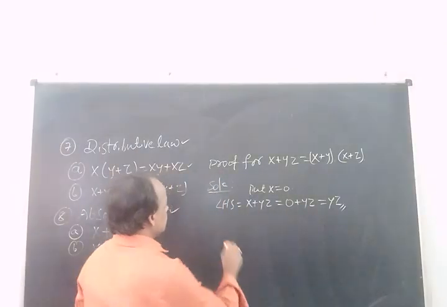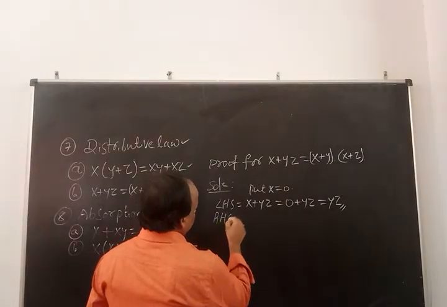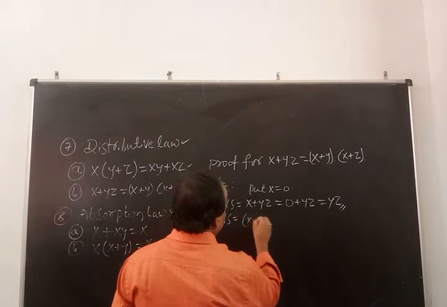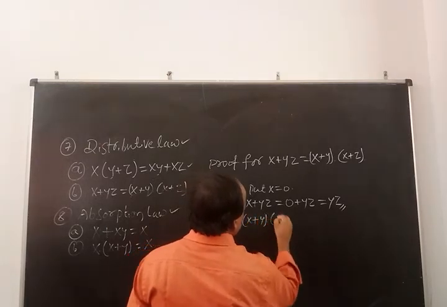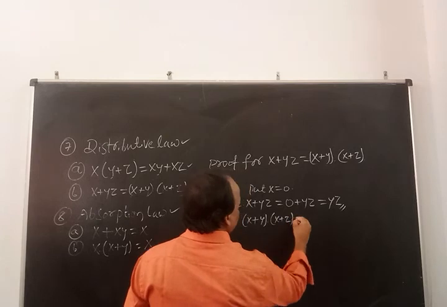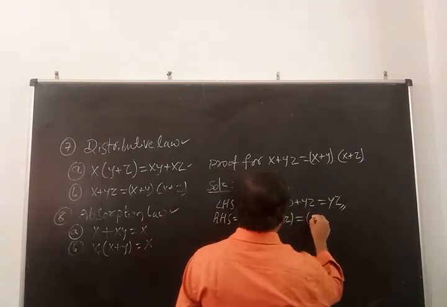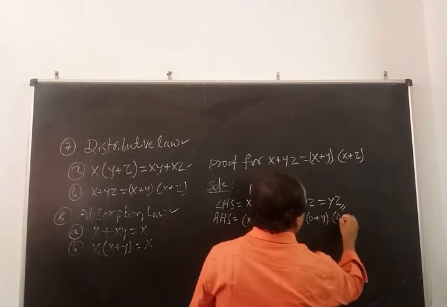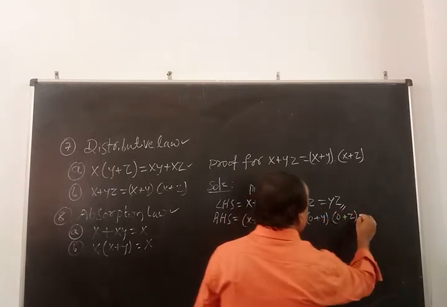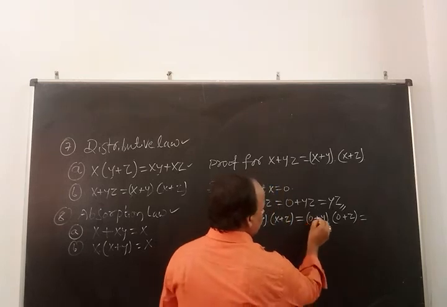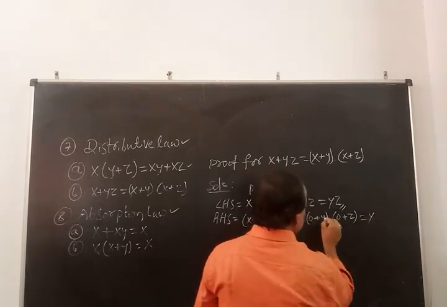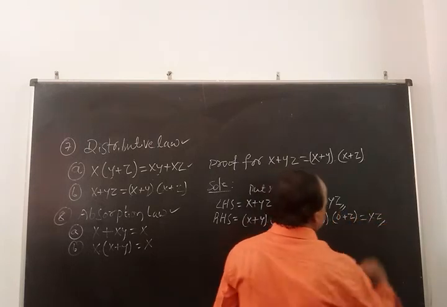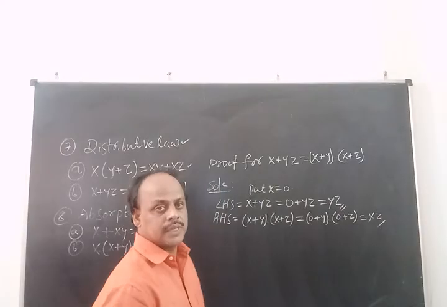Now consider RHS. Here also we must get y into z. Let us see. RHS equal to x plus y into x plus z, which will be equal to, x value is 0, right? 0 plus y into 0 plus z is equal to, see the first bracket, 0 plus y means y, into, in another bracket 0 plus z means z. Here also we get y into z.